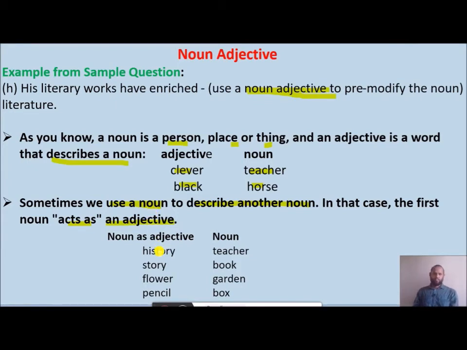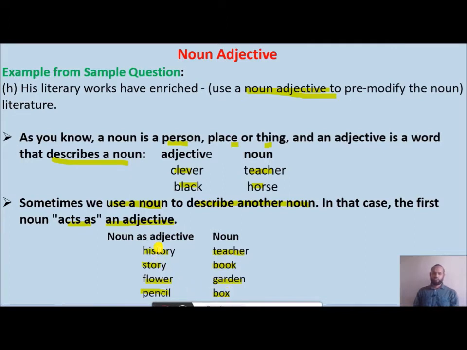Let's see some examples. Here you see that history is a noun, story is also a noun, flower is a noun, and pencil is a noun. But all these nouns are used in this case as noun adjectives because they are telling something or describing another noun. Like history is describing the noun teacher, and story is describing the book and it becomes storybook, and flower is describing garden, it becomes flower garden, and pencil is describing box and it becomes pencil box.